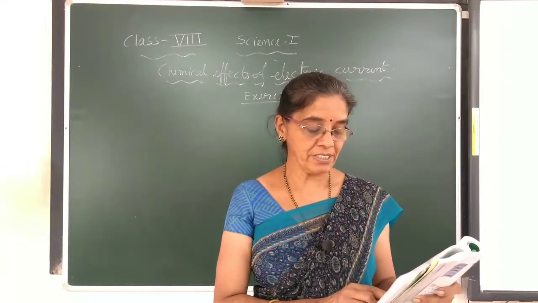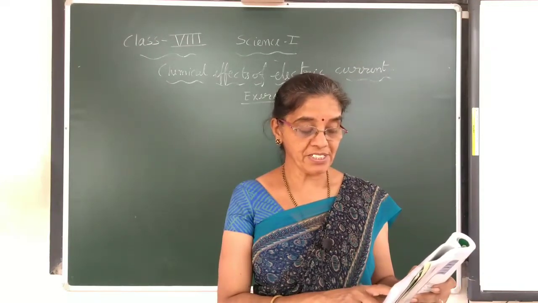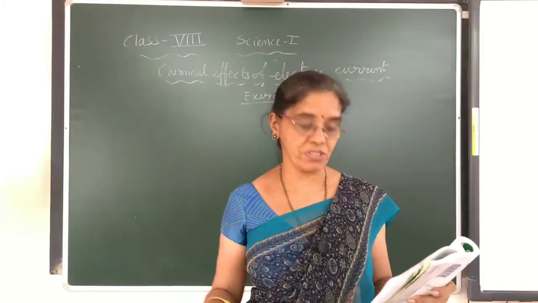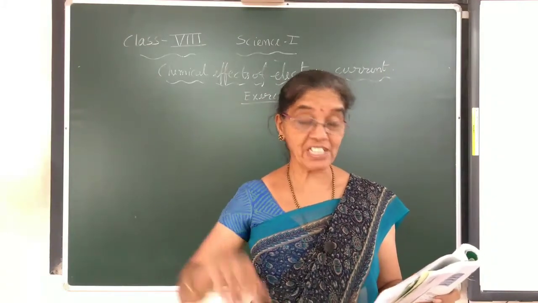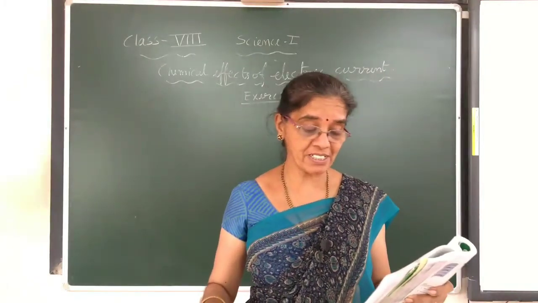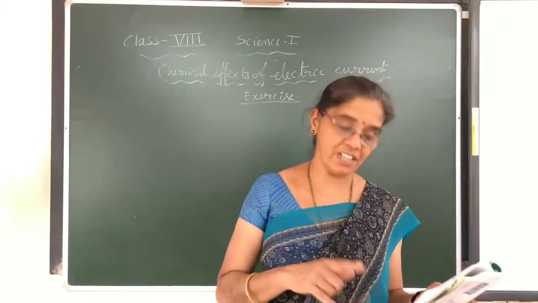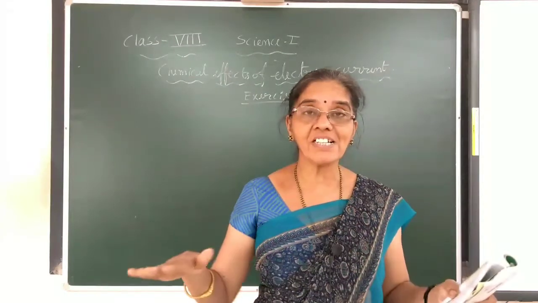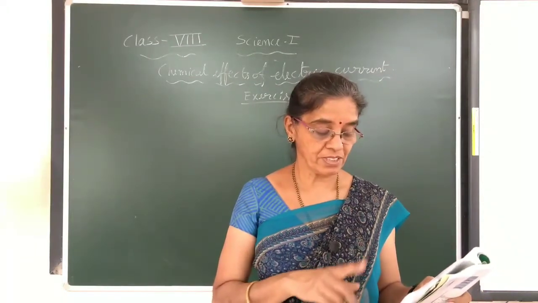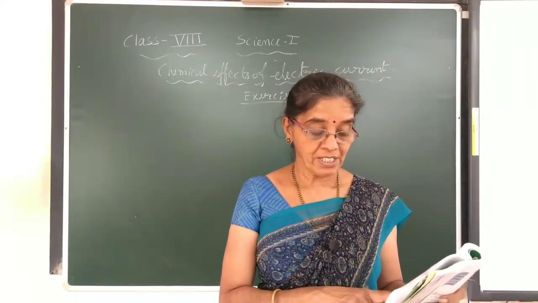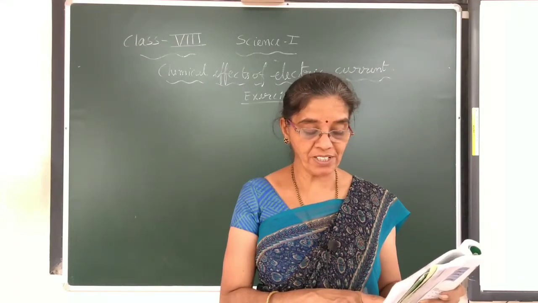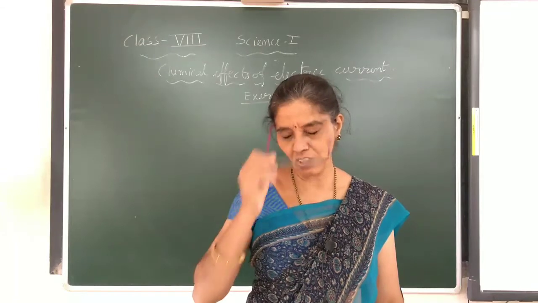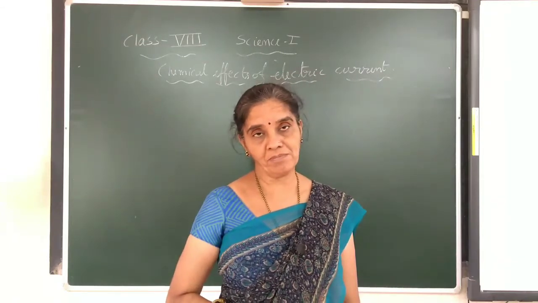Liquid A is a better conductor than liquid B, that is one option. Second option is liquid B is a better conductor than liquid A. Third one, both are equally conducting. And fourth one, conducting properties of liquids cannot be compared in this manner. So which one do you think is most suitable?